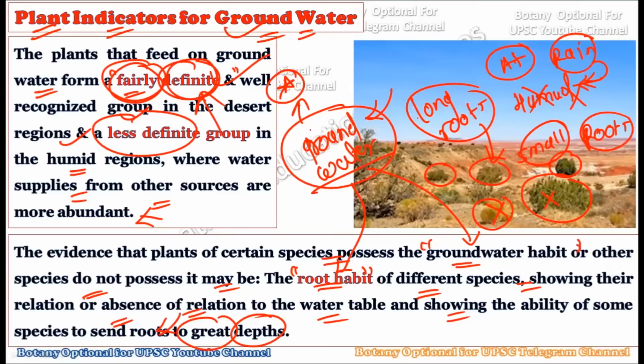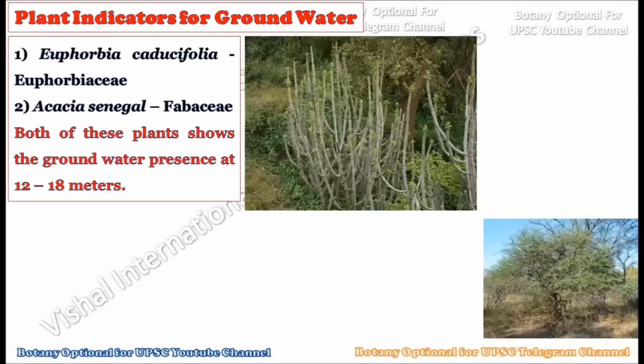Okay, now let us consider two examples regarding this, which have such characteristics. You know that the species which have the groundwater habit are actually the plants showing the presence of the groundwater. The very first species you should understand here is Euphorbia caudicifolia. It belongs to the Euphorbiaceae family, and this is the picture of this particular plant. And the second plant in this plant indicator category for the groundwater is Acacia senegal. Both of these plant examples are taken from India.